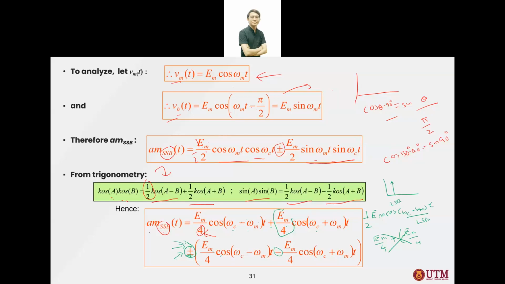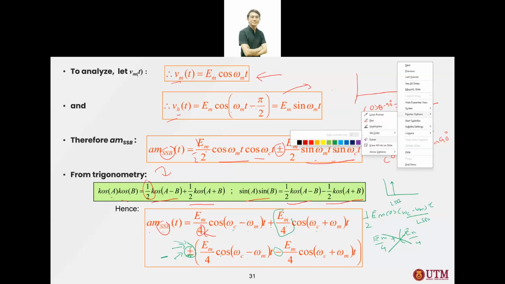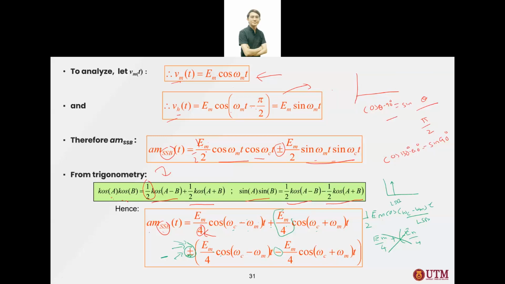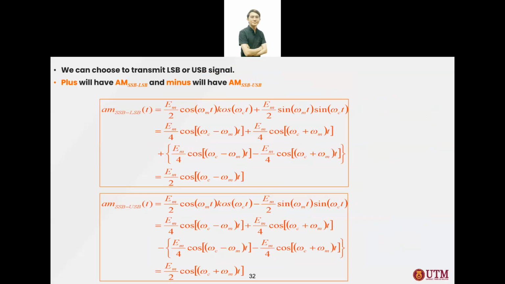Okay, and the process will be the reverse if we choose negative here, minus. So we will transmit the upper sideband instead. Okay, so I have explained the slide, just to show it better.